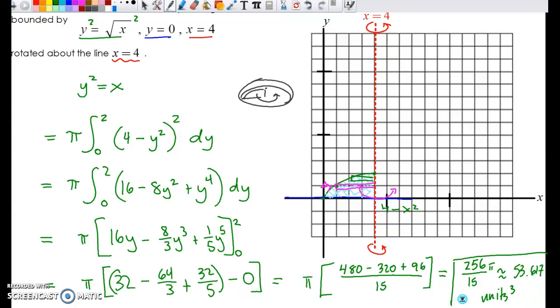You see we get an approximate volume of 53.617 units cubed. And again, that's going to be the area of this rotated around. All right.